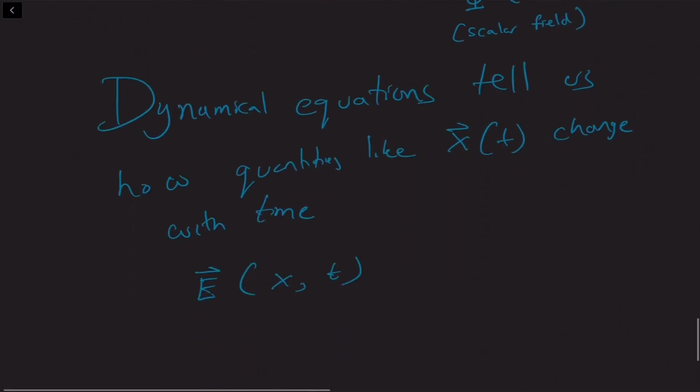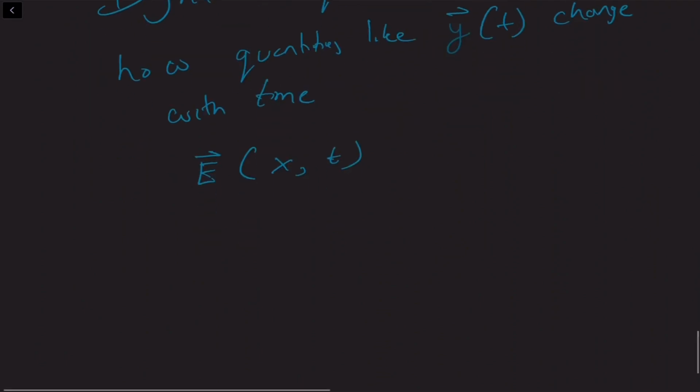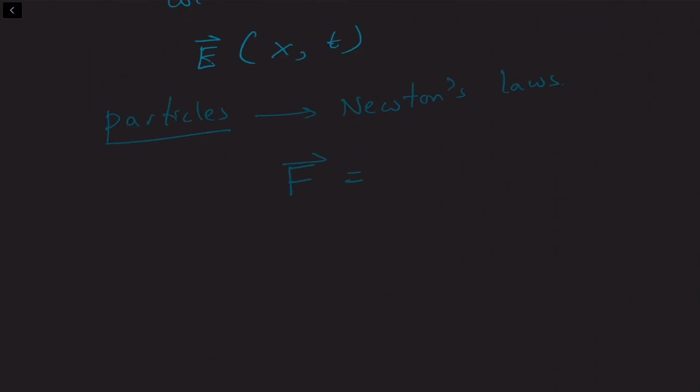Okay, so what we need are dynamical equations which tell us how quantities like x or y change as a function of time. The position of a particle, how does it change as a function of time? And how does the electric field change as a function of both space and time? So for particles, they obey Newton's laws. And Newton's laws tell us that if there's a force acting on the particle, this force will produce an acceleration.